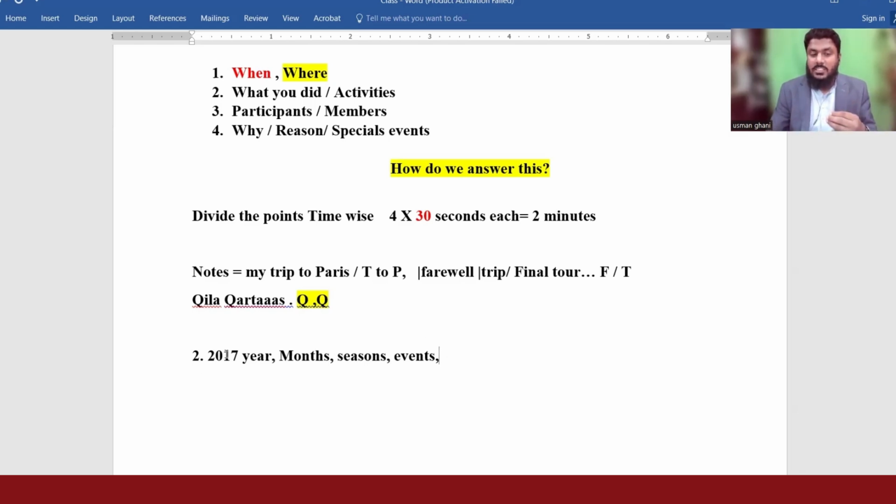For example, if I say that it was, if I remember, in 2017, and that was the month of July, and it was a very hot season. And interestingly, there was a World Cup cricket match in Pakistan being hosted by Pakistan. So now you have spoken around 10 seconds on when. Clear? Okay, sir. Are you confidently getting my points? Yes, sir, I got this point.